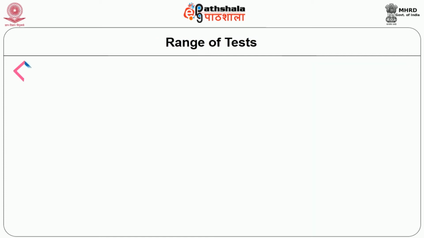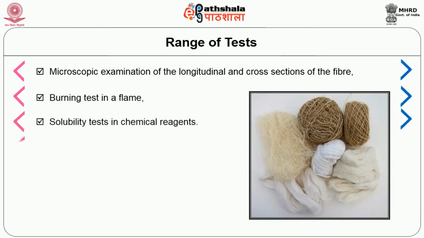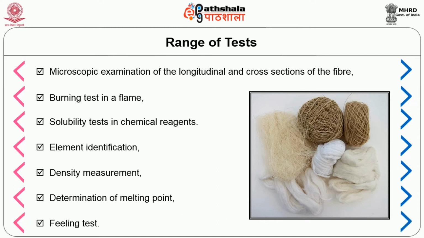Then what is the range of tests to be done? One is microscopic examination, which gives a longitudinal and cross-sectional view of the fiber. Second one is burning test in a flame. The third one is solubility test in chemical reagent. And the fourth one is element identification. Fifth one is density measurement, determination of melting point, and peeling test.